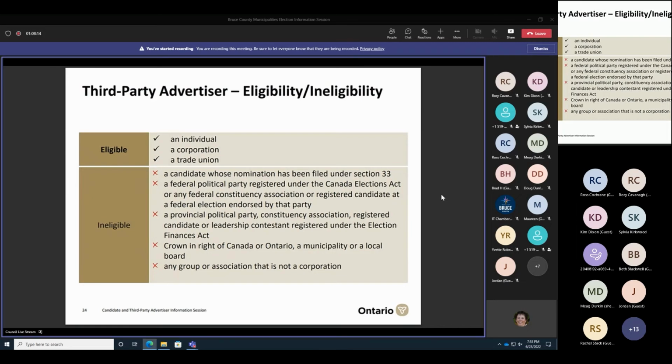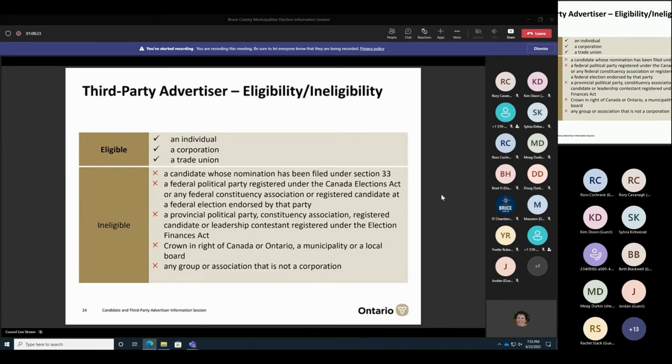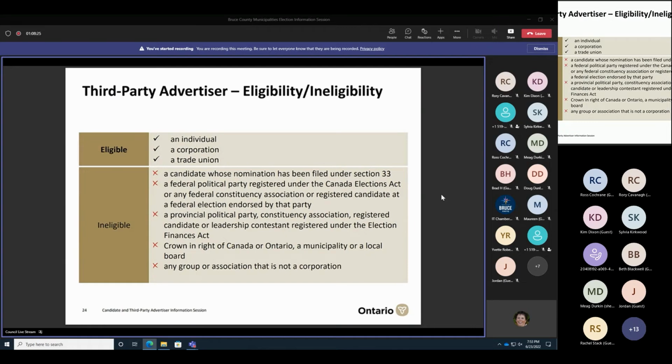Only the following persons and entities are eligible to file a notice of registration. An individual who's normally a resident in Ontario, a corporation that carries on business in Ontario, a trade union that holds bargaining rights for employees in Ontario. You have the list here on the slide of who are ineligible.